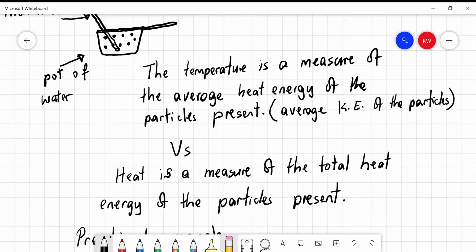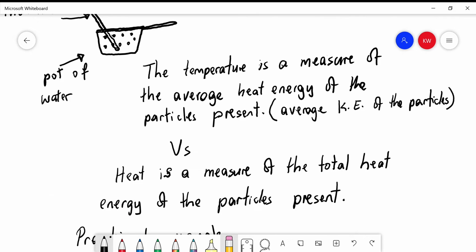Whereas when we talk about heat, heat is a measure of the total heat energy of the particles present. So if we were to consider the amount of heat present in this pot, we would have to consider each particle and sum up the energy from each. So the temperature is a measure of the average, whereas heat is a measure of the total. All right, so there's a difference between temperature and heat.